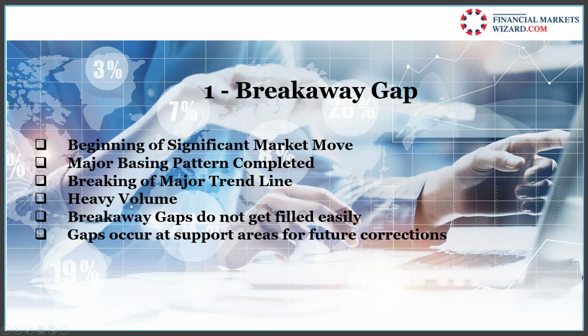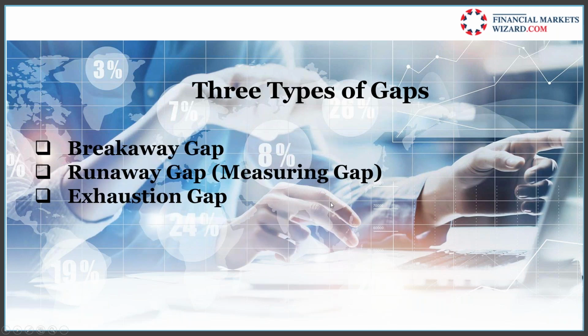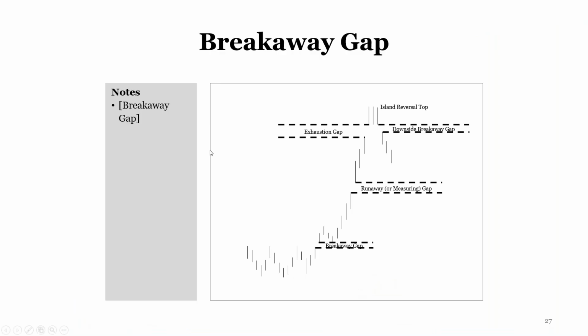You see this slide, yeah. The breakaway gap happens at the beginning of a significant market move. As I mentioned to you, the breakaway gap occurs at the beginning of the major trend. It starts from the consolidation zone, a basing pattern is completed, and now the stock has taken off. It could be a major trend line here. This chart is just showing from here, there's no previous history. This is just an example prepared to give you an example of these three types of gap.